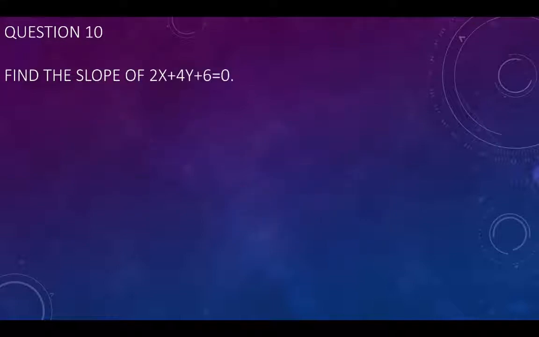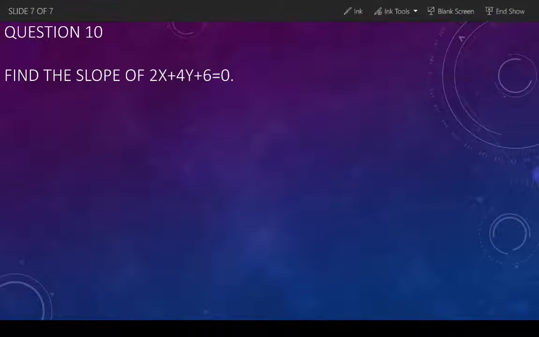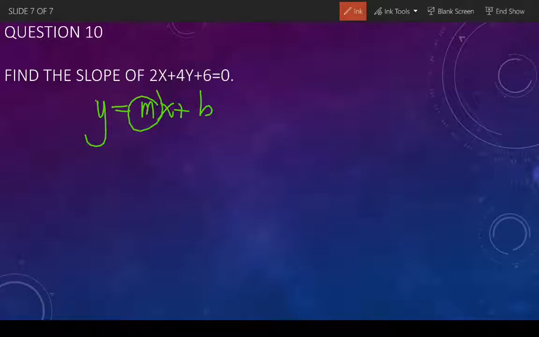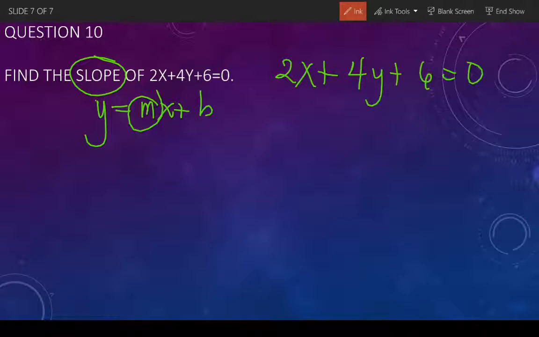Next, find the slope of the line 2x plus 4y plus 6. So, i-rewrite lang natin yung linear equation sa ganitong format. So, y is equal to mx plus b, the slope-intercept form where m is our slope. Kasi ang hinahanap lang naman natin is yung slope. So, we have 2x plus 4y plus 6 is equal to 0. And then we're going to simplify.